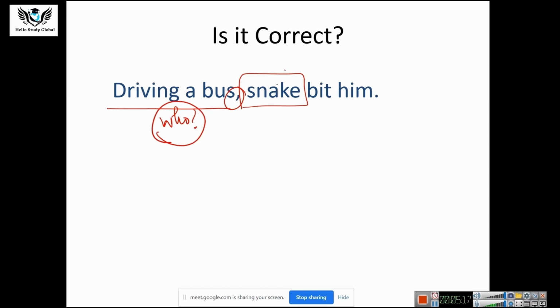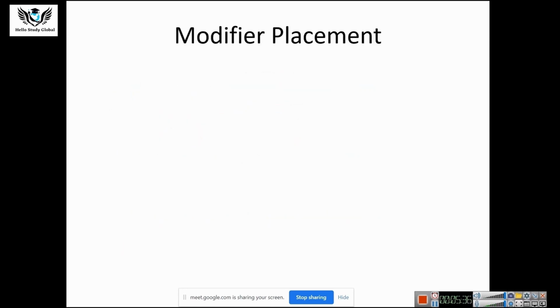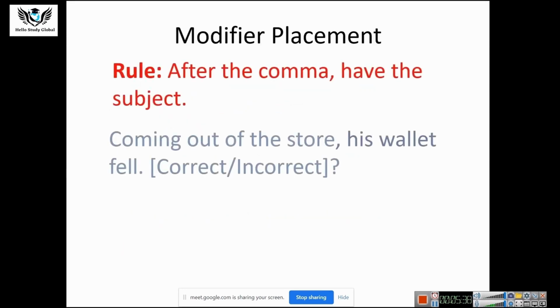Driving a bus, not the snake, but he or the driver was driving the bus. So the sentence would begin after the comma with the subject, that is he. So driving a bus, he, and then complete the sentence, he was bitten by a snake, right? So after the comma have the subject is the rule that we're talking about, which is called modifier placement. So after the comma have the subject.